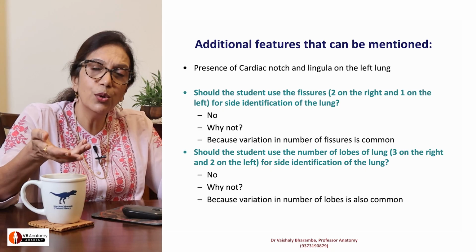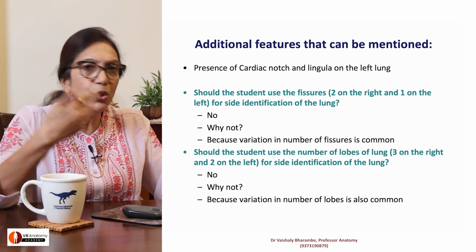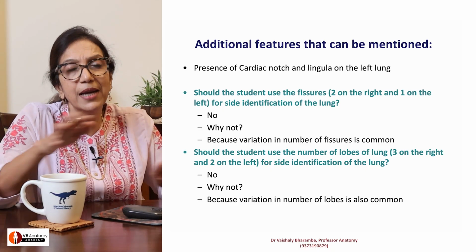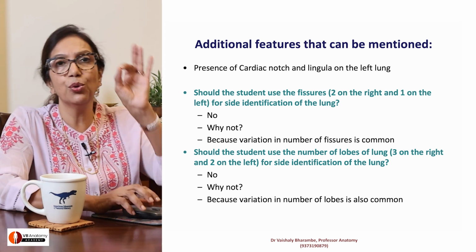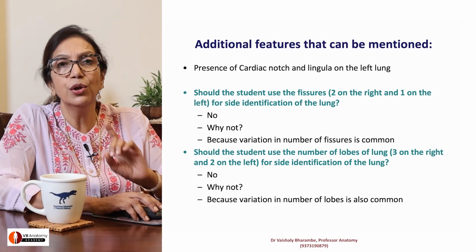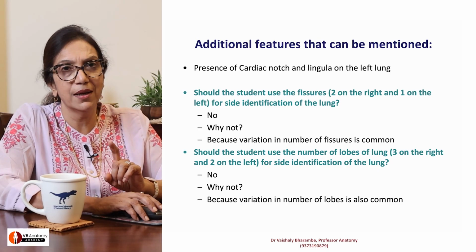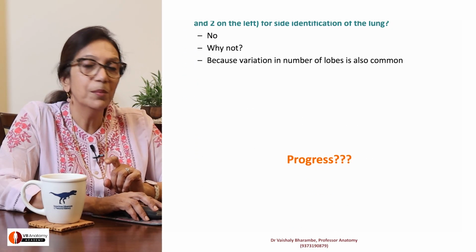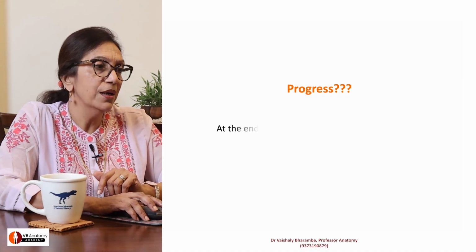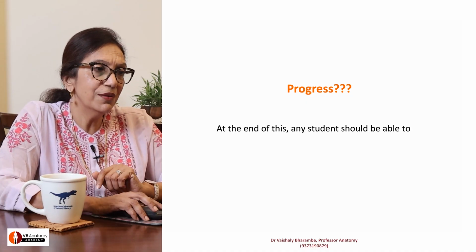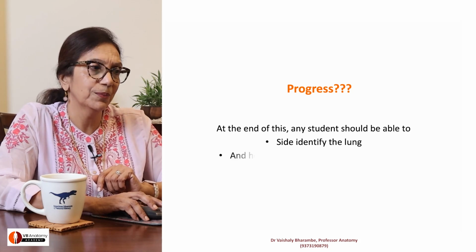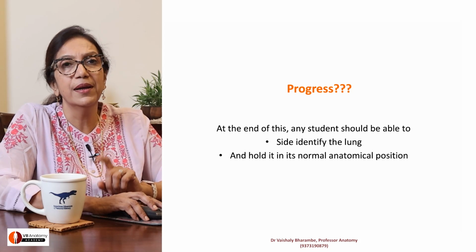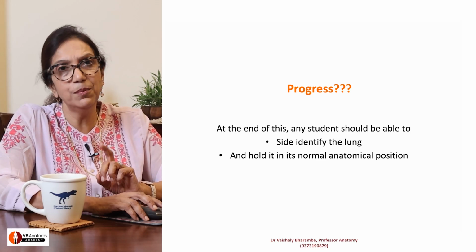You can have 3 lobes, you can have 2 lobes on both sides. So lobes is not a criteria for side identification. The 6 lines I told you are the only criteria to be used to identify the side of the lung. Is that clear? Please remember this. Okay? Right. At the end of this, the student should be able to side identify the lung and hold it in its normal anatomical position.